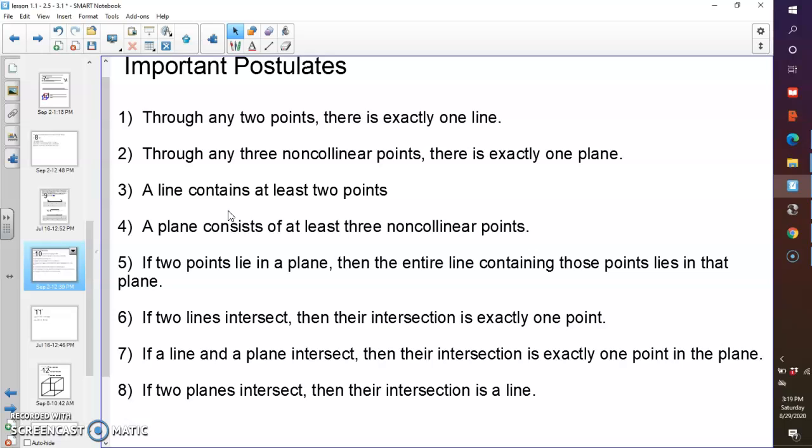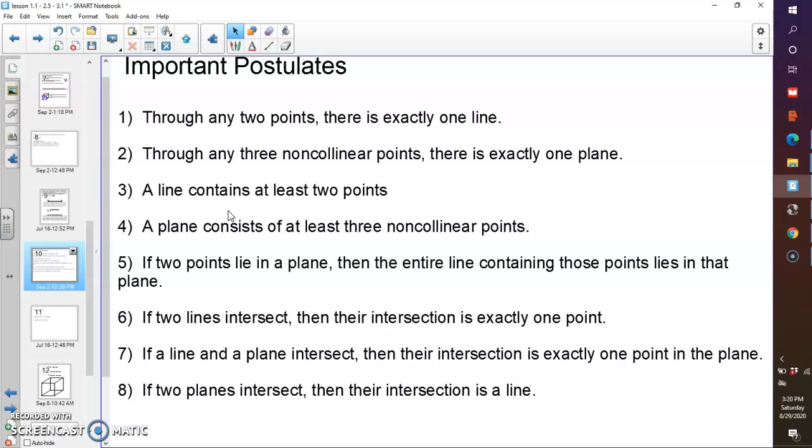Every line has to have at least 2 points. While lines will have an infinite amount of points, every line has to have at least 2 points. Every plane has to have at least 3 points, and those 3 points have to be non-collinear. If 2 points lie in a plane, so if you have a plane and you put 2 dots anywhere in that plane, the line that connects those 2 dots would also be in that plane. And then the last 3 is stuff we've already talked about as well. Where lines intersect, they always intersect at one exact point. If a line and plane intersect, they're always going to intersect at one point in the plane. And then finally, if 2 planes intersect, their intersection is a line.